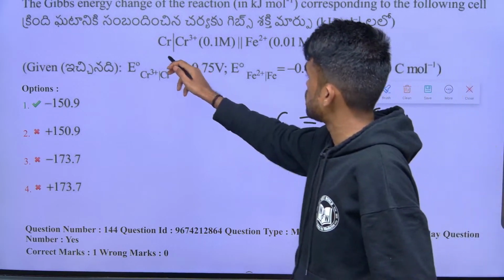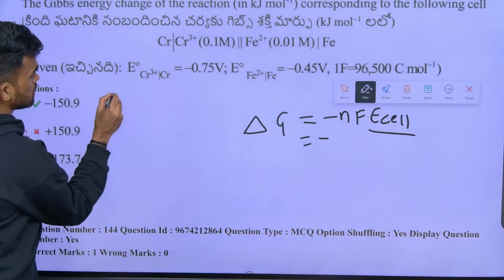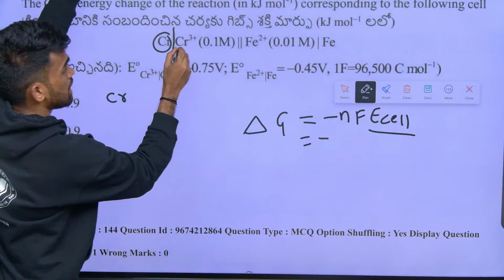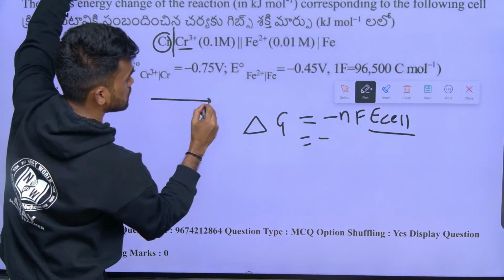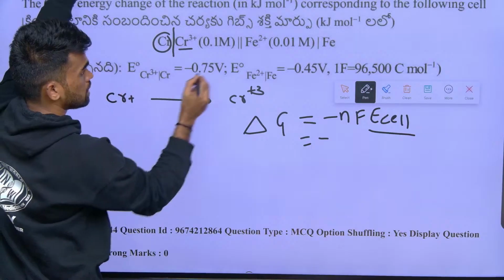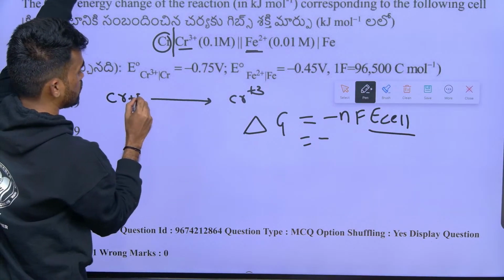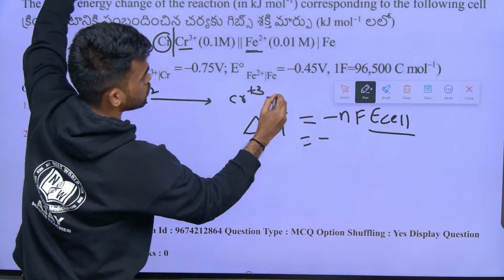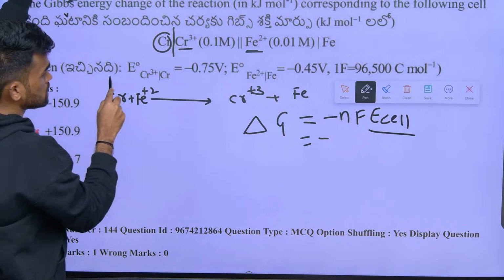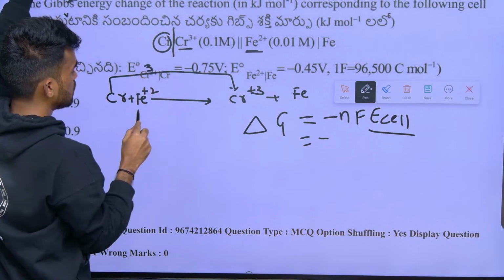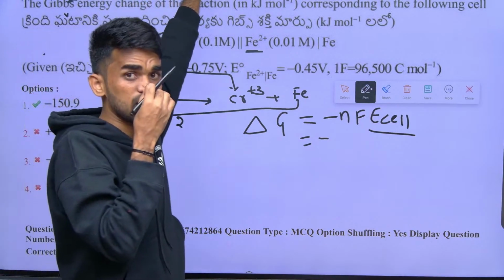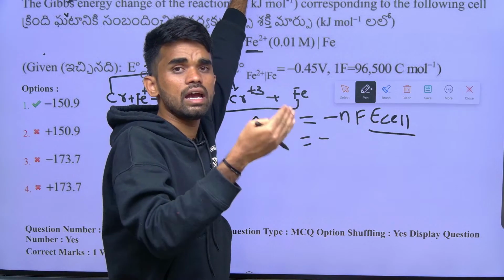So first of all look into this reaction. Write the reaction first. See, here Cr is there, Cr slash Cr plus 3. It means Cr is getting oxidized to Cr plus 3. Okay, now here we have a salt bridge. In another compartment we have Fe plus 2. So this is converting into Fe. For this process, during this oxidation 3 electrons are lost. During this reduction only 2 electrons are gained. In a given redox reaction, always remember the number of electrons lost and gained should be equal.